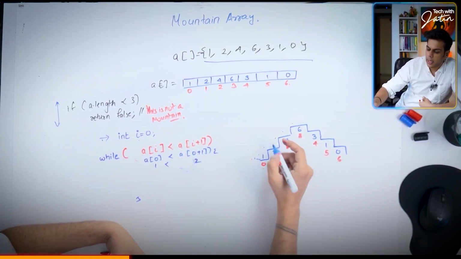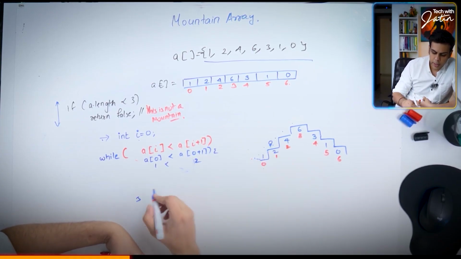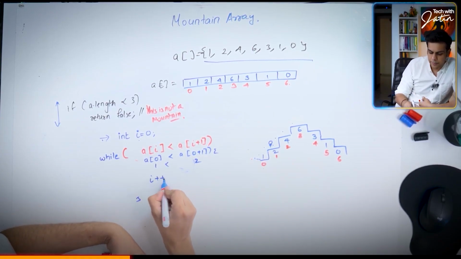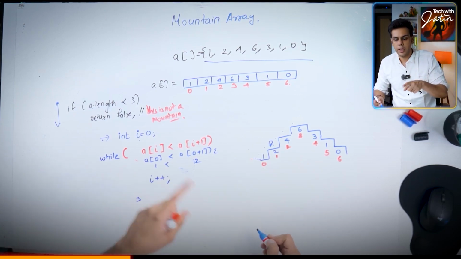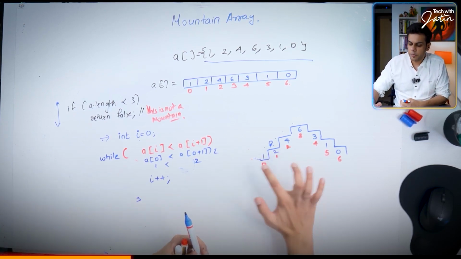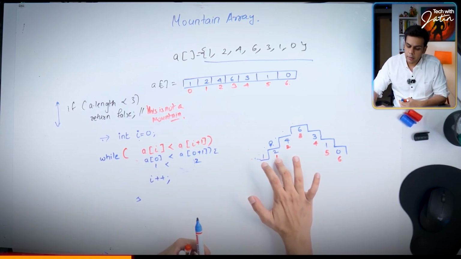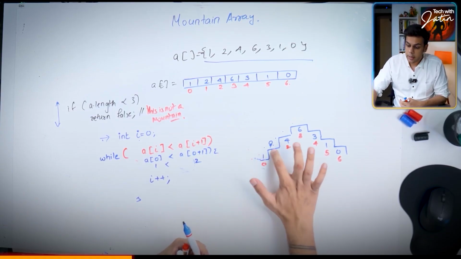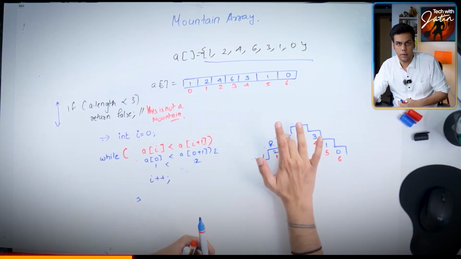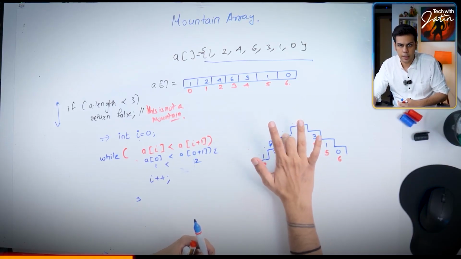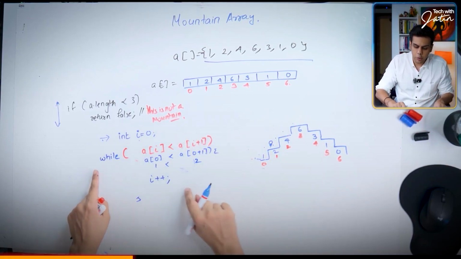So from here, I will try to come over here. Meaning, I will increment I. Is this part clear? If the next element is going to be bigger than the current element where I am standing, then I'll climb up. Make sense? Is this part clear to everyone? So I'll keep on doing it again and again.